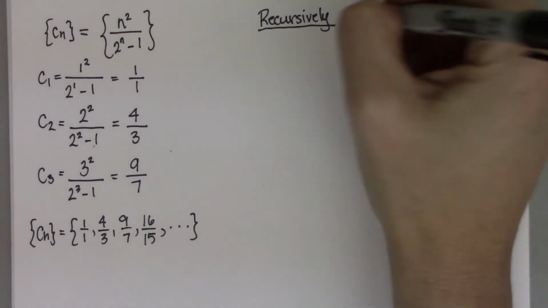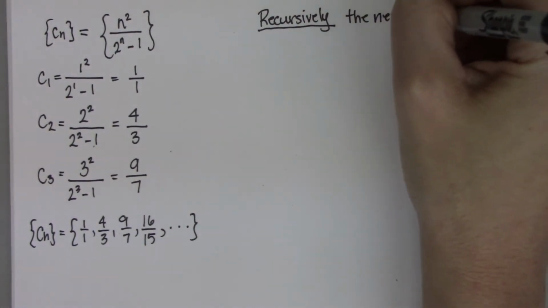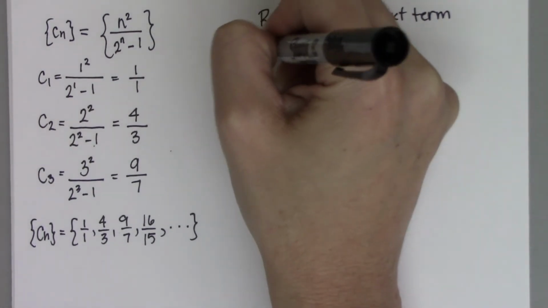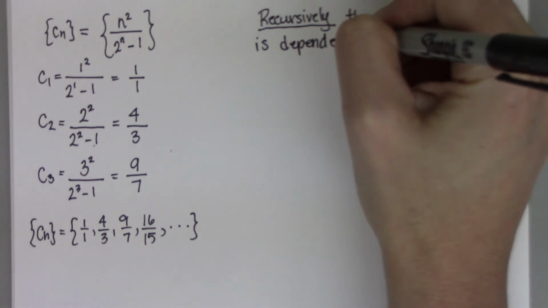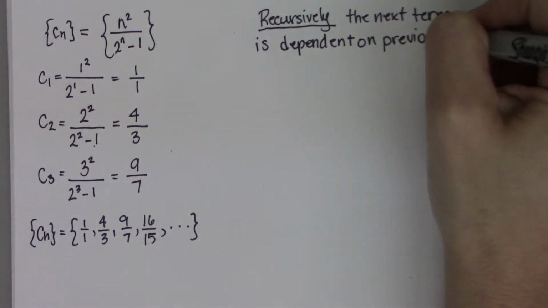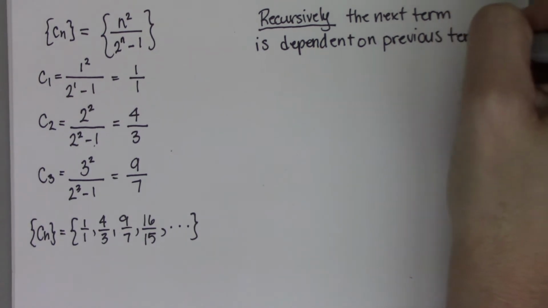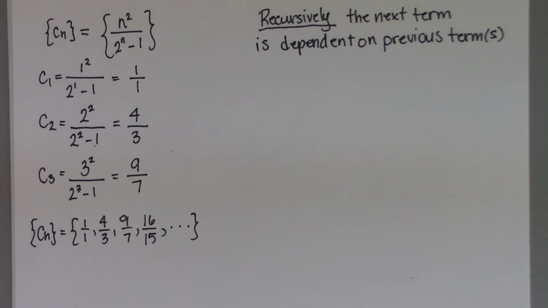Recursive sequences are a little bit different. The next term is dependent on previous terms. There are multiple ways you could define a recursive sequence. We could make it only dependent on one of the previous terms, or we could make it dependent on multiple previous terms.